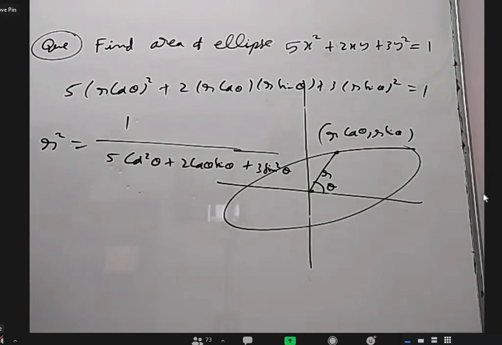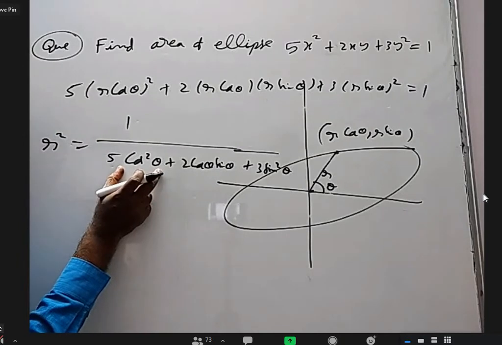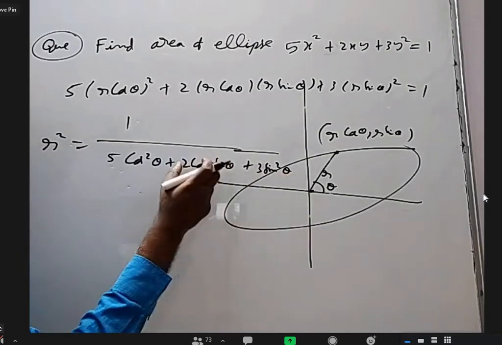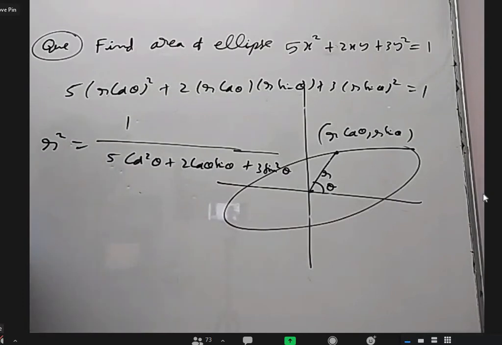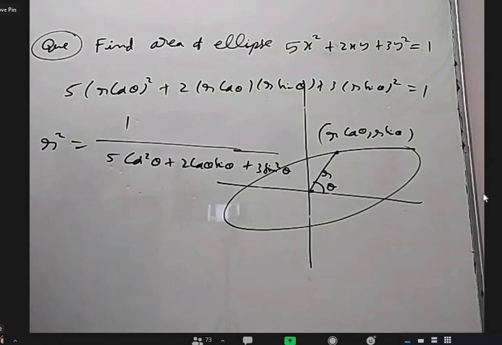The semi-major axis. And when I find R minimum? The semi-minor axis. Yes, that's it. So how to find the maximum and minimum value of this? In trigonometry, you studied this. You have to write this in terms of cos 2 theta, this also in terms of cos 2 theta, and this in terms of sin 2 theta. Then you'll get a cos theta plus b sin theta plus c kind of thing. Maximum value is c plus root a square plus b square. Minimum value is c minus root a square plus b square.